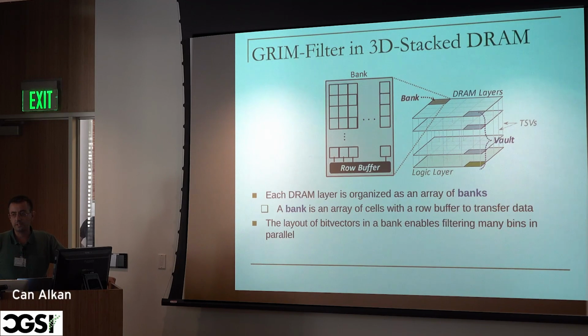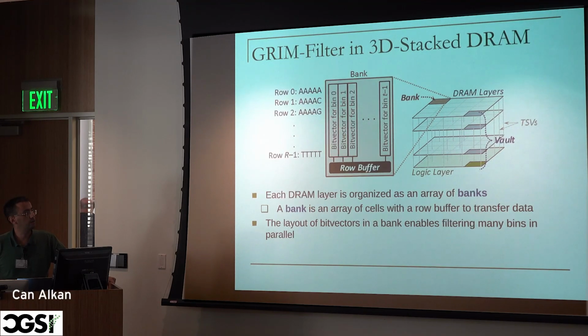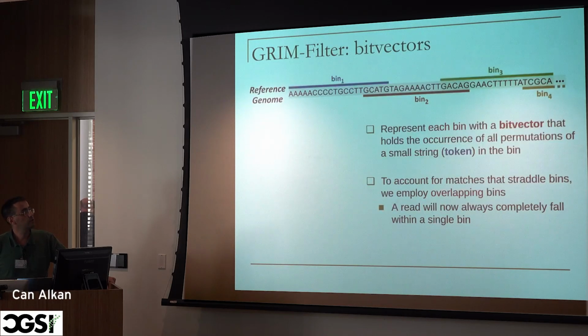So what we do with GRIM filter is we create some bit vectors and then we lay them out in the banks in an efficient way so that we can perform calculations fast on them. These bit vectors are going to be put in those banks in the DRAM chips. So here is the idea. Let's say we have this reference genome, and we are going to divide it into overlapping bins. Here we are showing four different bins that are overlapping with each other. And then we represent each of those bins with a bit vector, in which we keep track of which k-mers are within that bin.